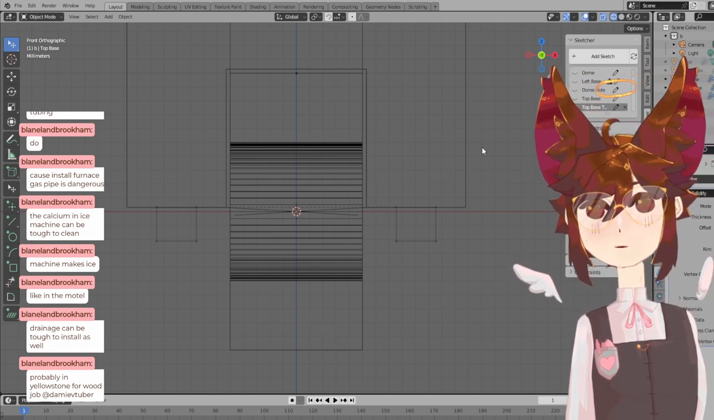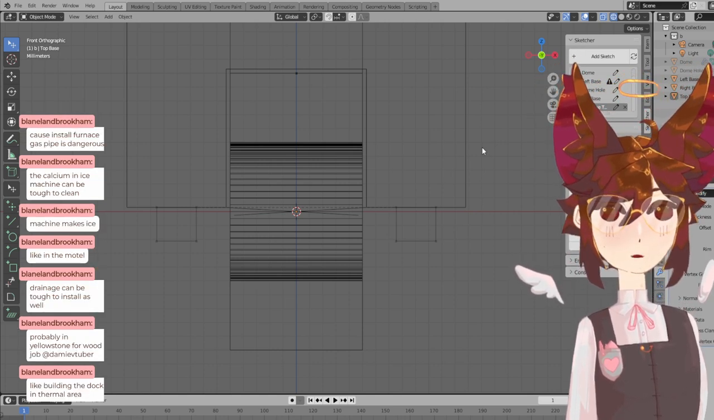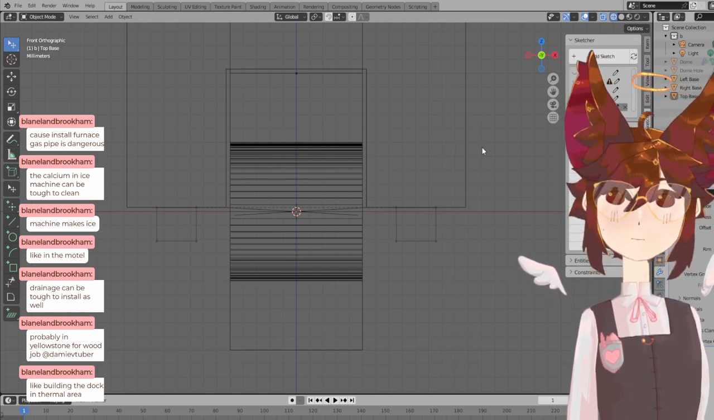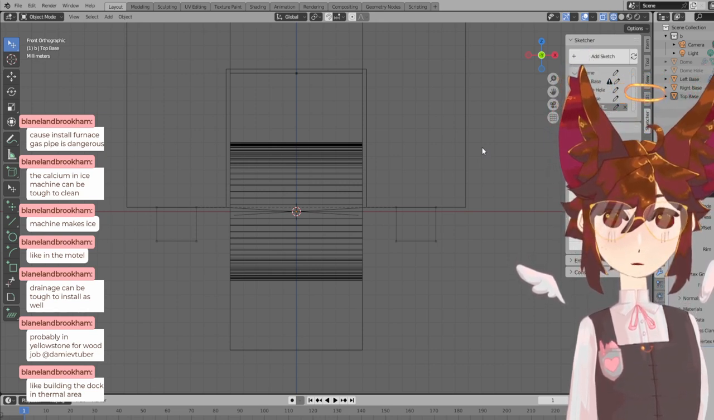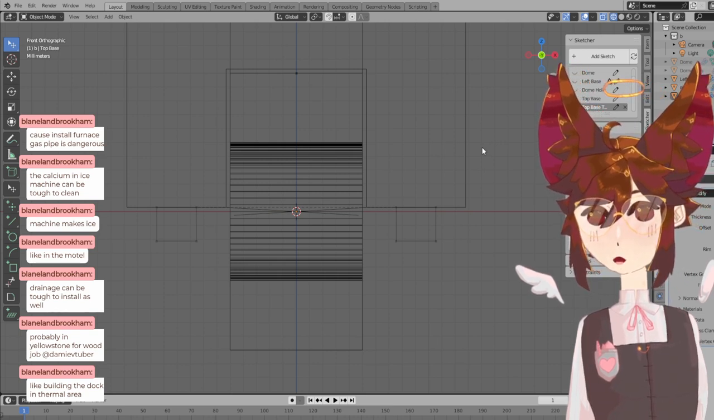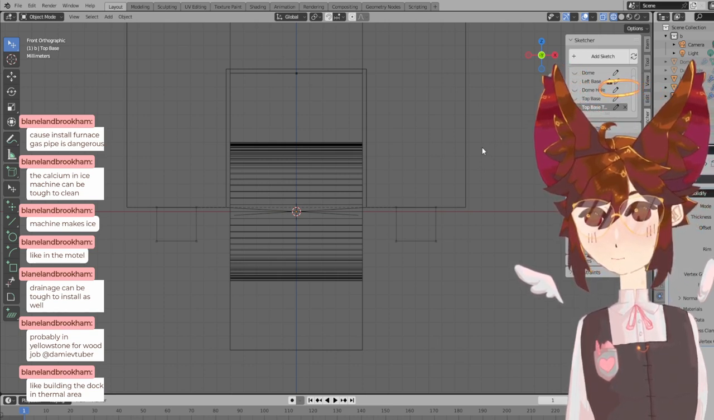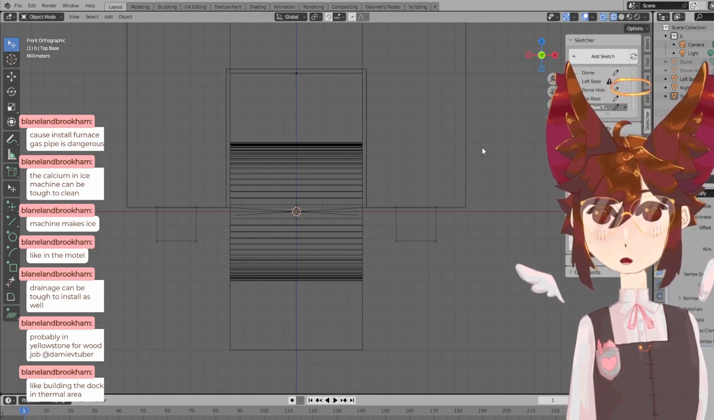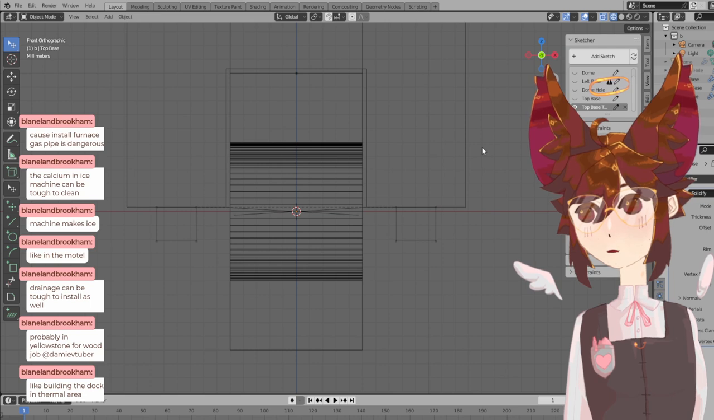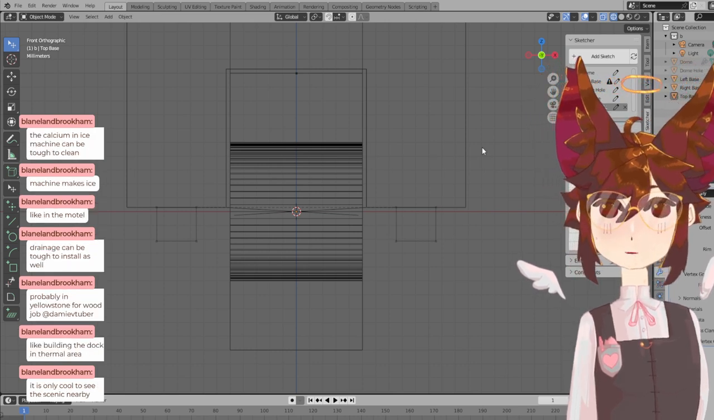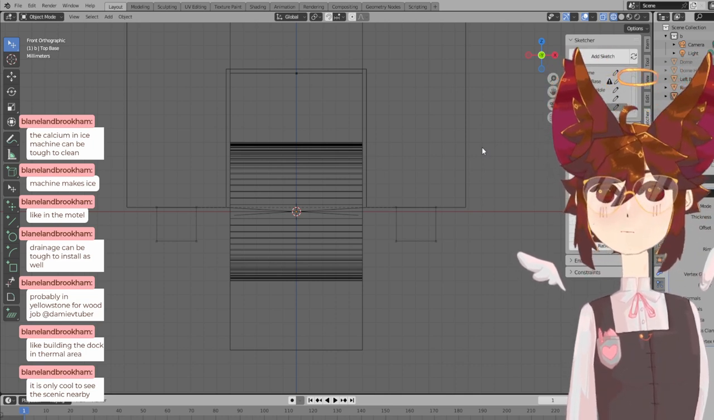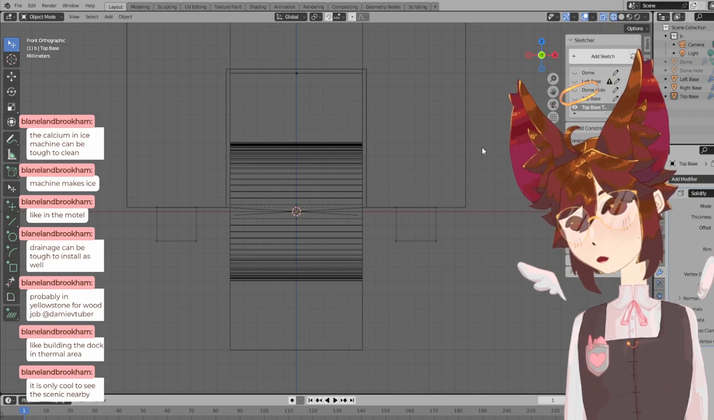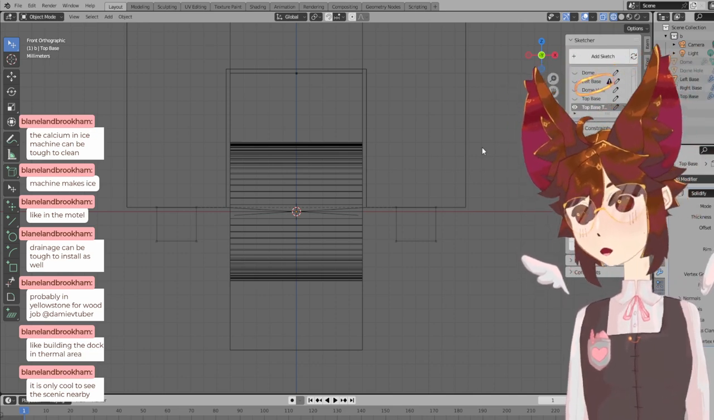Probably in Yellowstone for a wood job. Oh, that's fascinating. Like building the dock in the thermal area, that's so cool. I know that trade stuff is super dangerous, and also just construction in general. But I feel like you get to work on a lot of cool stuff, you know? That's part of what I like about engineering. But I also realized that it's only cool to see the scenery nearby. I think that designing that stuff is cool and then being the one that builds it is definitely less cool and more dangerous.